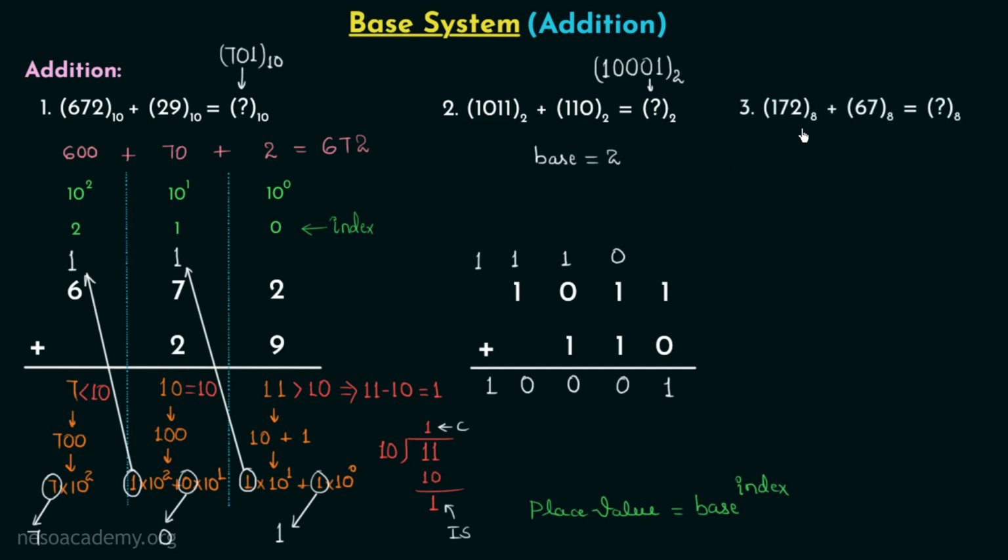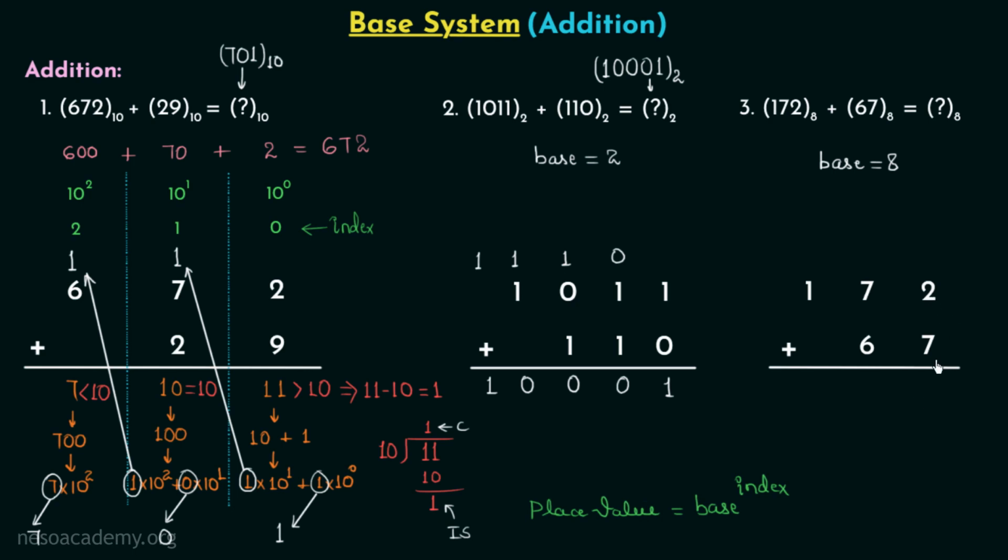We have 172 in octal, and we want to add 67 in octal to it, and then we want to note down the result of addition in octal. We all know the base in the octal number system is equal to 8, and as per the question, our first octal number is 172 and the second octal number is 67. I have properly positioned the digits of the two octal numbers, and now we can start the addition.